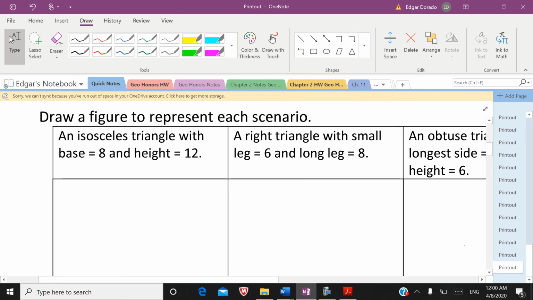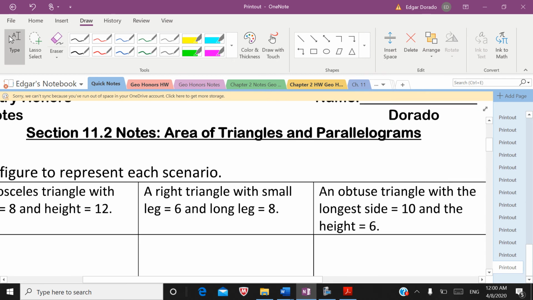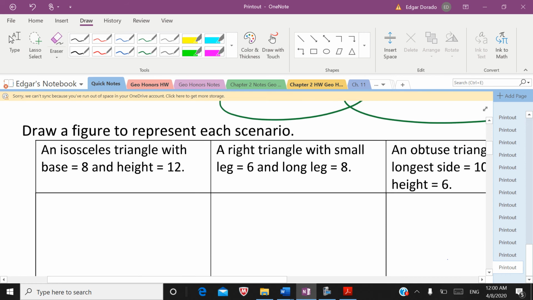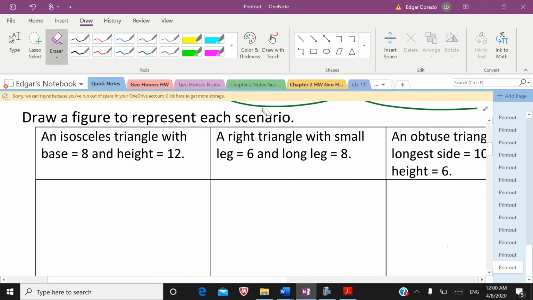What you're going to see is that actually the formulas that pertain to the area of a triangle and a parallelogram are going to be very similar to what we already saw in chapter 11.1. So that's why we went through that section first. But for now, let's go ahead and get started here, guys. Let's go ahead and draw out these scenarios.